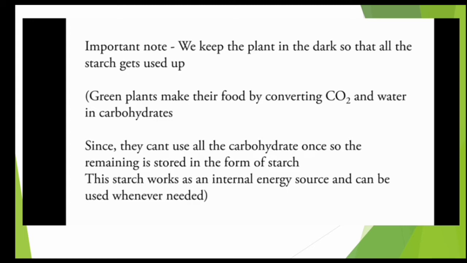Green plants make their food by converting CO2, that is carbon dioxide, taken in through stomata, the tiny pores, and water into carbohydrates. So the food prepared by the plant is carbohydrates, and the extra food is stored in the form of starch, or we can call it glucose also. It is used in the growth and repair of the plant. Since they can't use all the carbohydrates at once, the remaining is stored in the form of starch. This starch works as an internal energy source and can be used whenever needed.